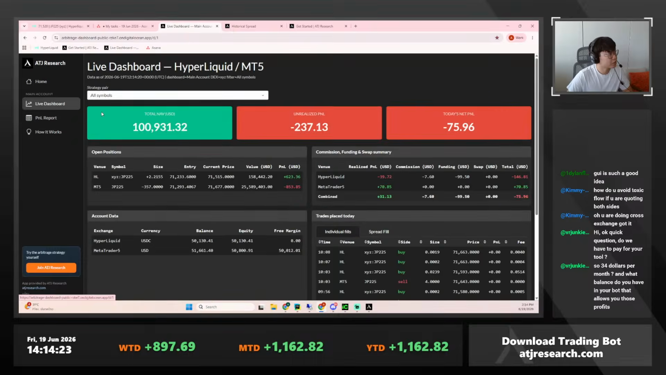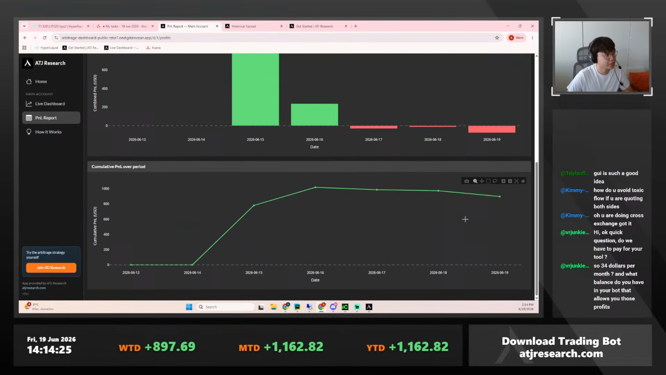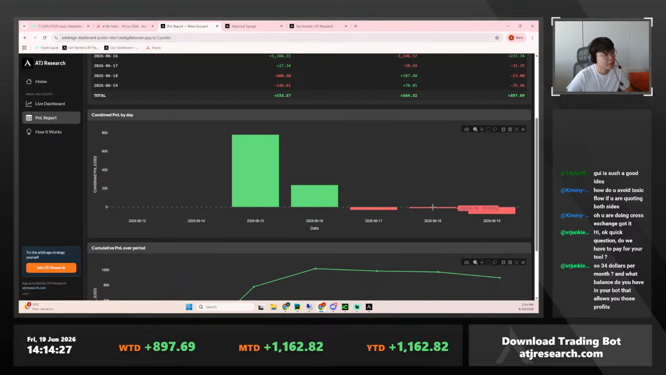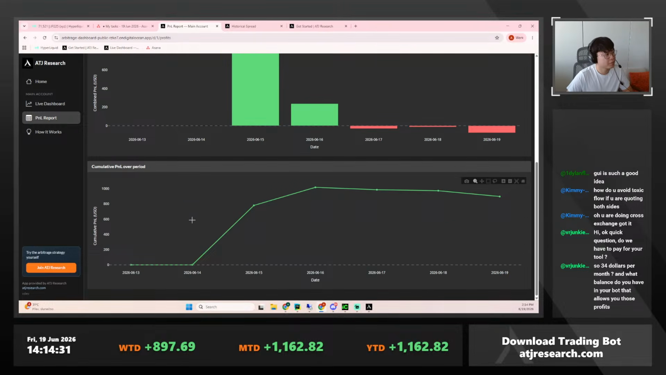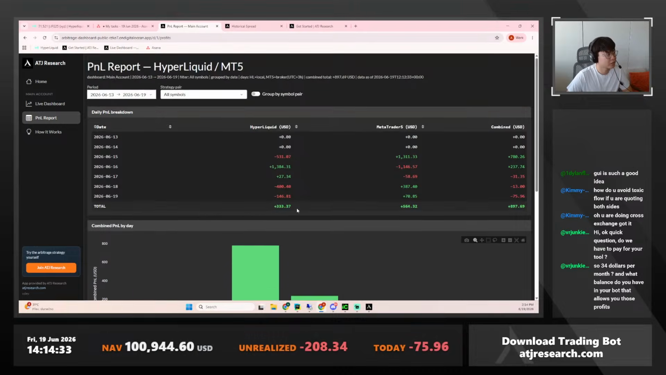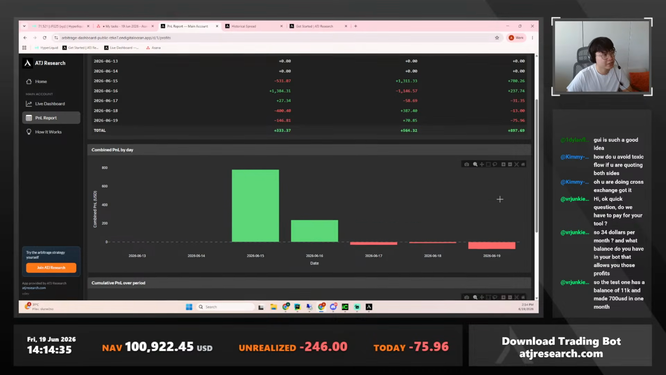On the other hand, on the large account I've been trying different strategies, and SP500 has not been performing very well. We've had some losing days, but so far this one, which we started last week on Thursday, is up 897.